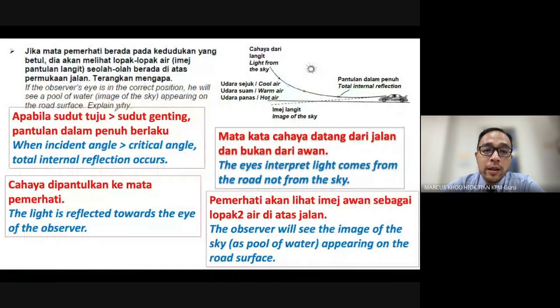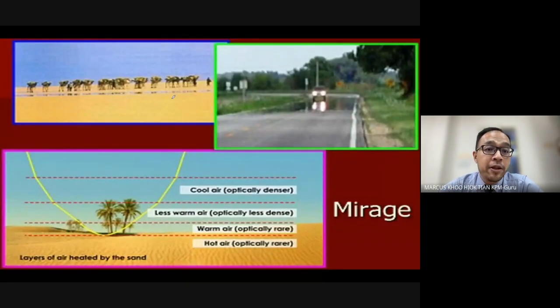Okay, but of all the points, this is the main and important point. And for exam purposes, these two always come together. Incident angle bigger than the critical angle, total internal reflection occurs. When it reflects to the eye. Well, because you are the observer, of course it will reflect to the eye. Okay, so that is the example of mirage.